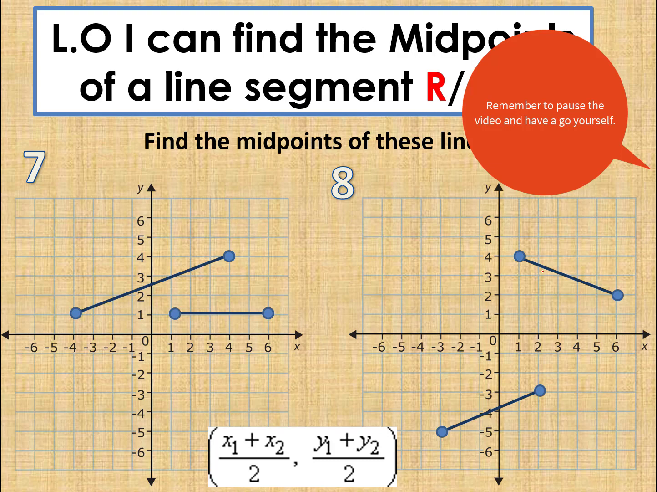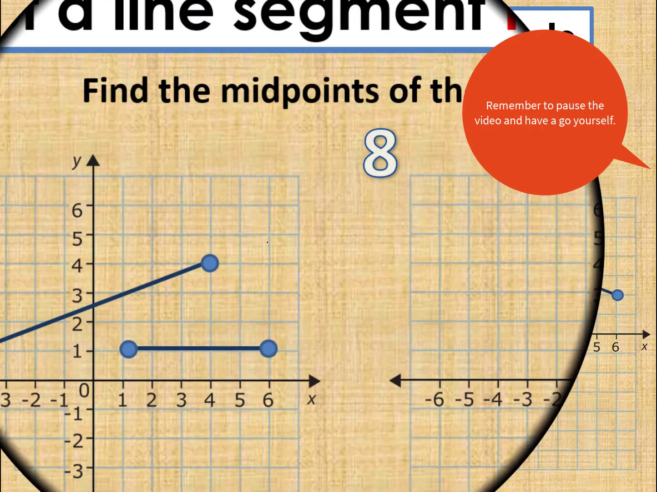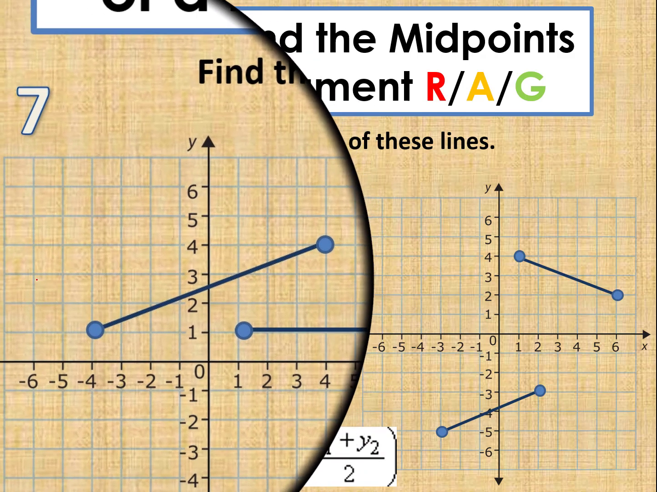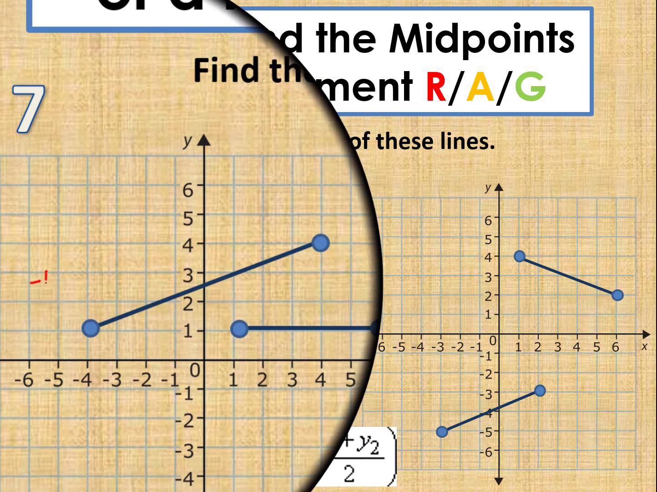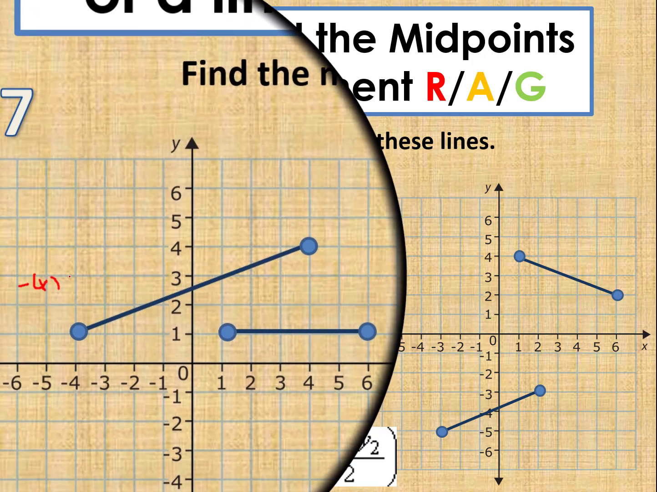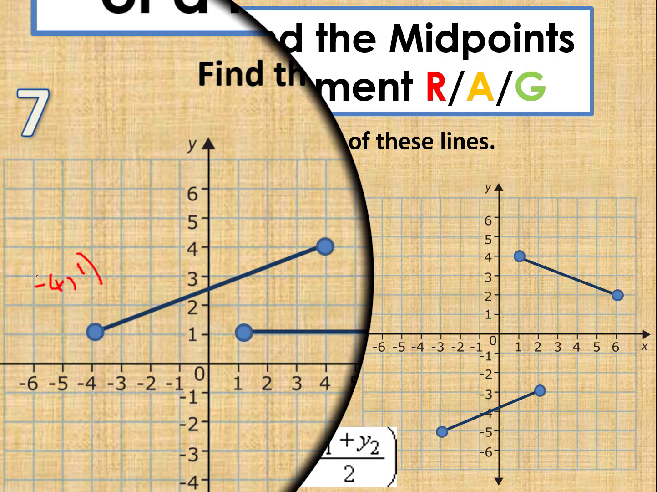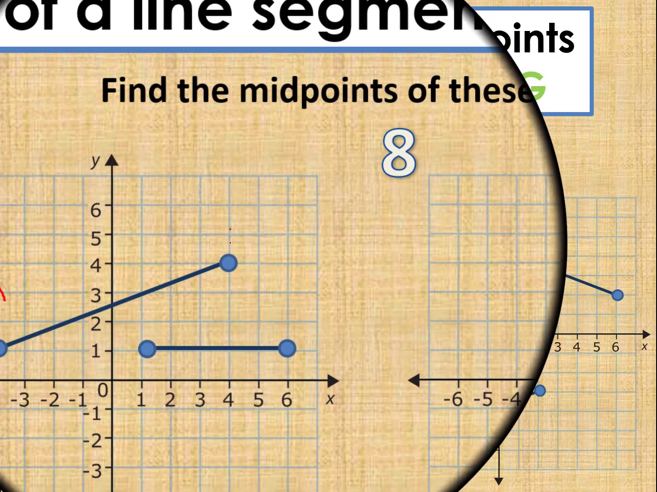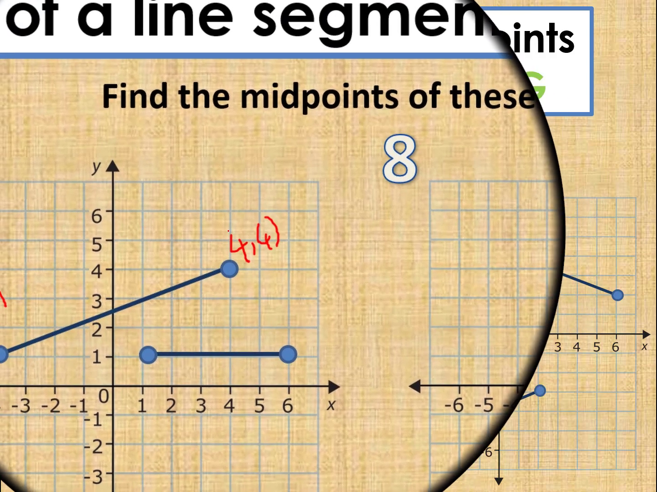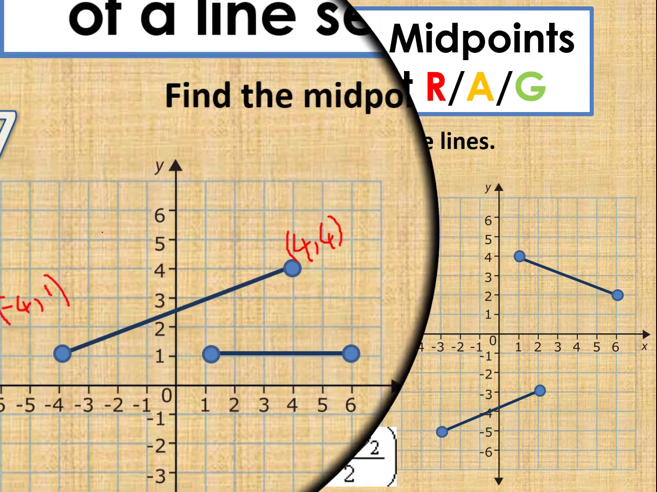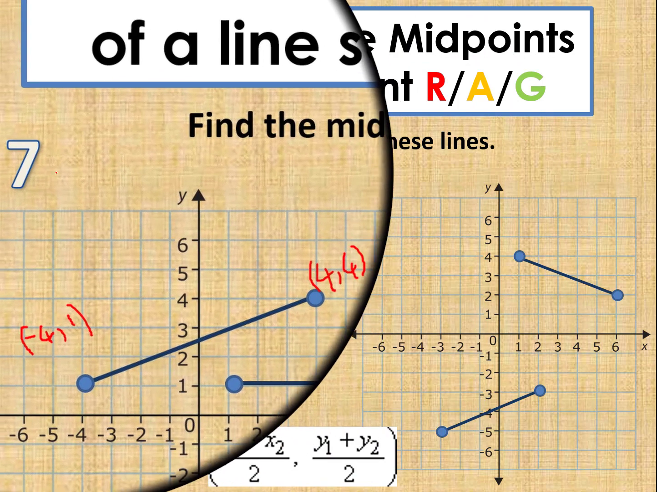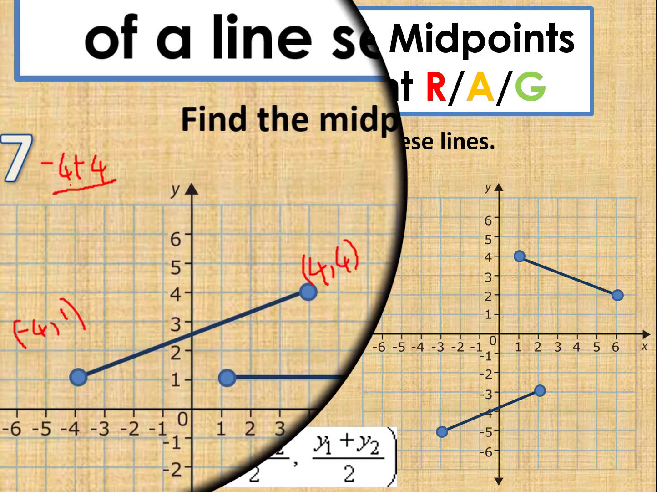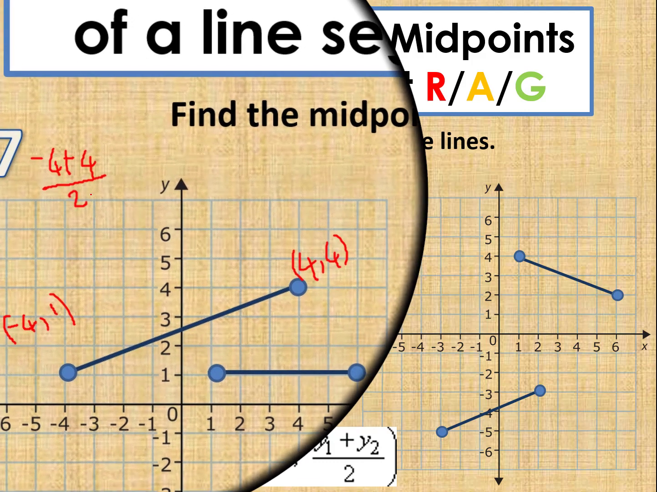I'm just going to go through one. And that's question 7. So first point is to get this coordinate right. If you get that wrong, you'll make a mistake. So it's (-4, 1). And this one is (4, 4). When you get good at labelling x1 and x2, you just don't need to do it. So -4 add 4, that will cancel out, divided by 2.